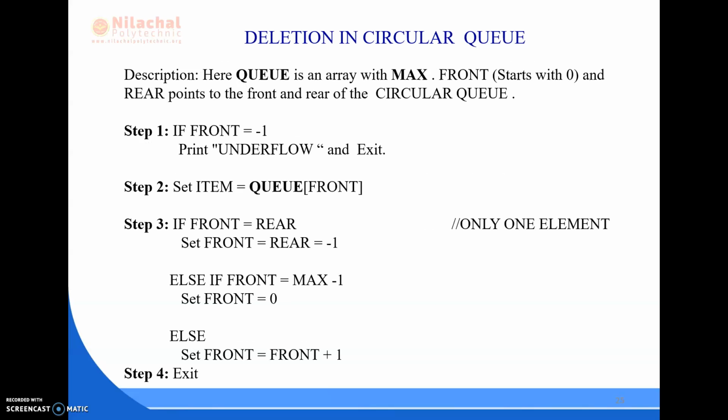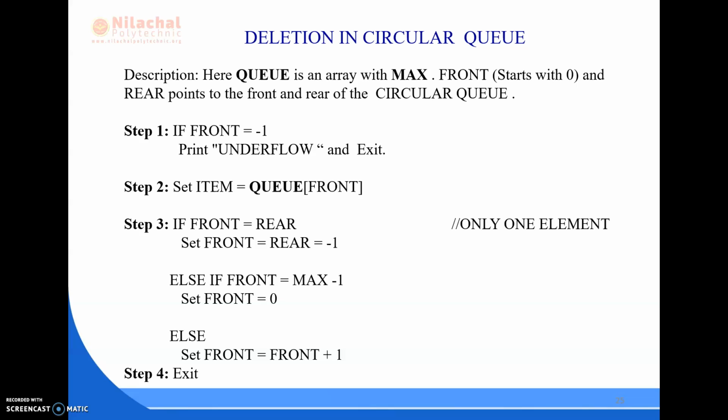Now we will see the deletion operation in circular queue and its algorithm. Here, the queue is an array with size max, and front and rear are the front and rear of the circular queue. The front always starts with 0 here, as it is an array. We already know the lower bound of an array is always 0. The very first step: if front is equal to -1, that means there is no item in the circular queue.